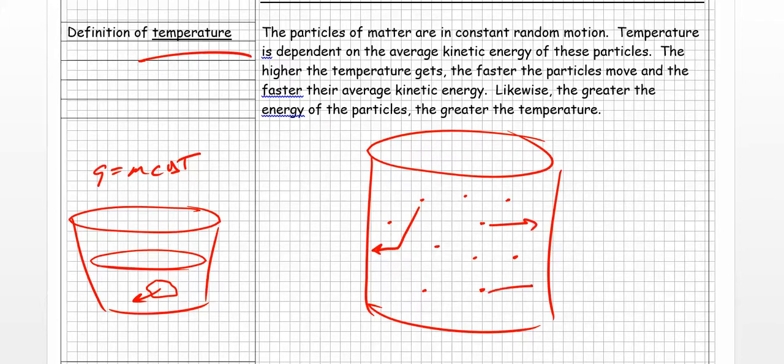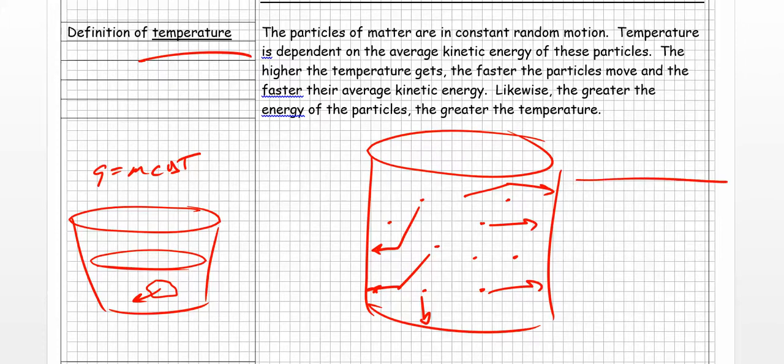And by the way, as they hit the sides of the container, we'll learn in our gases unit later on that they're creating a pressure, right? So they're moving all over the place. They're colliding into the walls of the container. They're colliding into each other. But the important thing is that they're moving at a certain speed. So they have an average velocity.